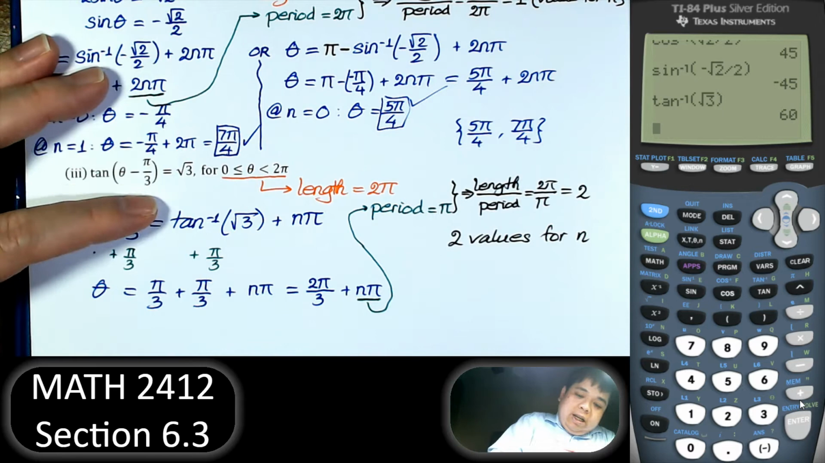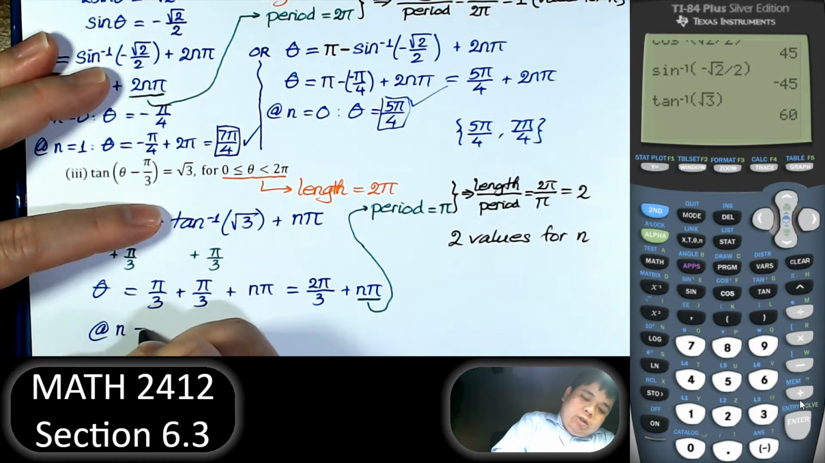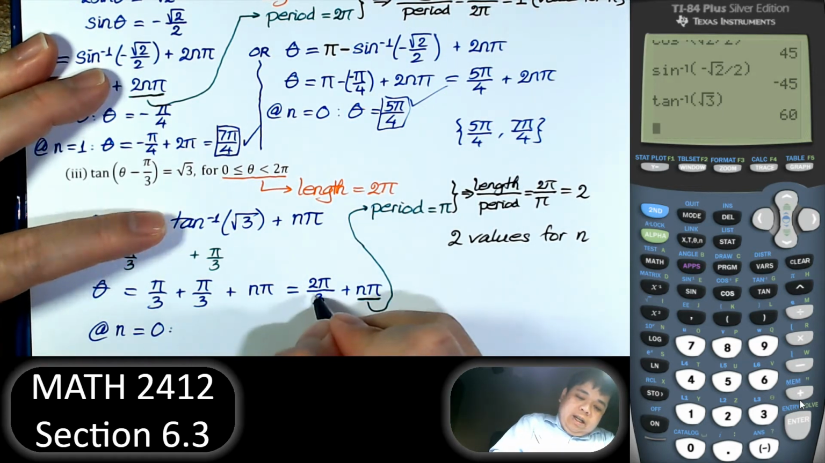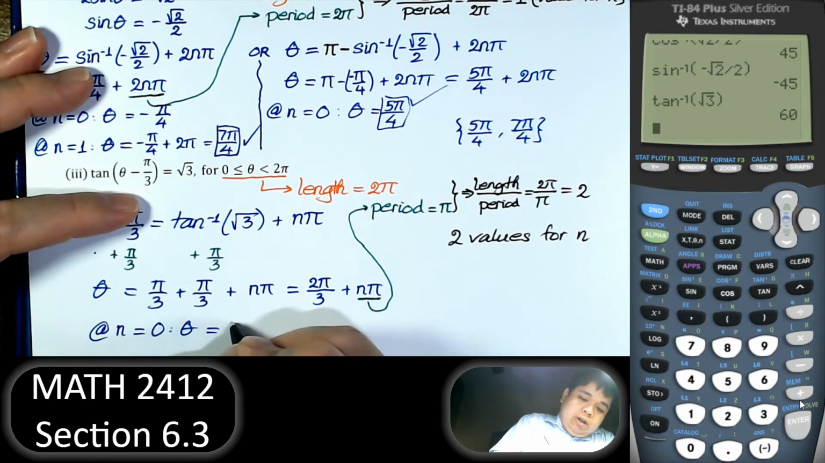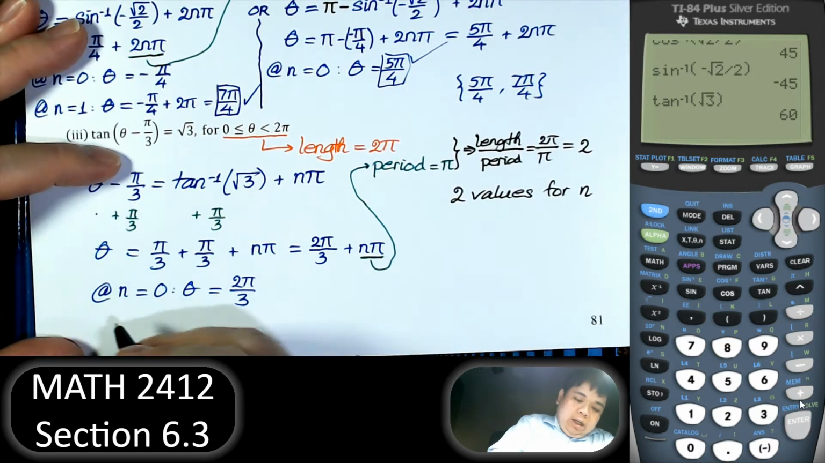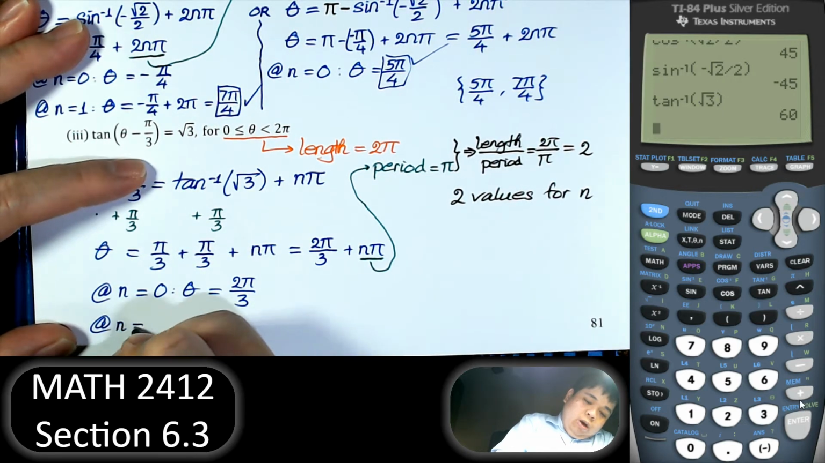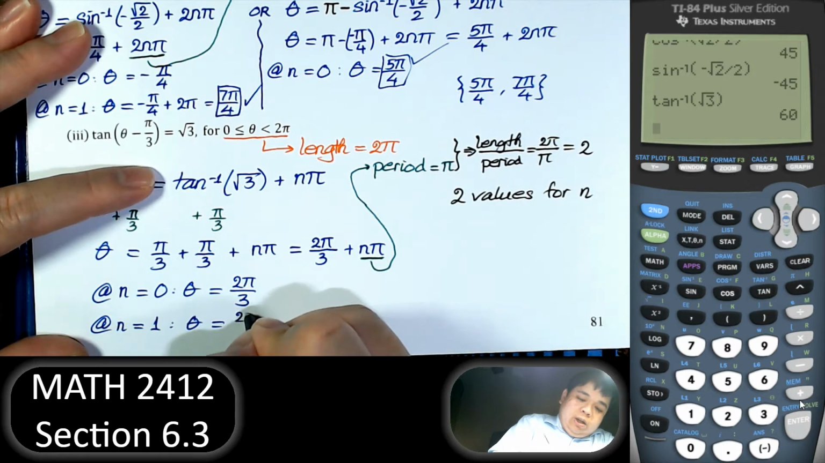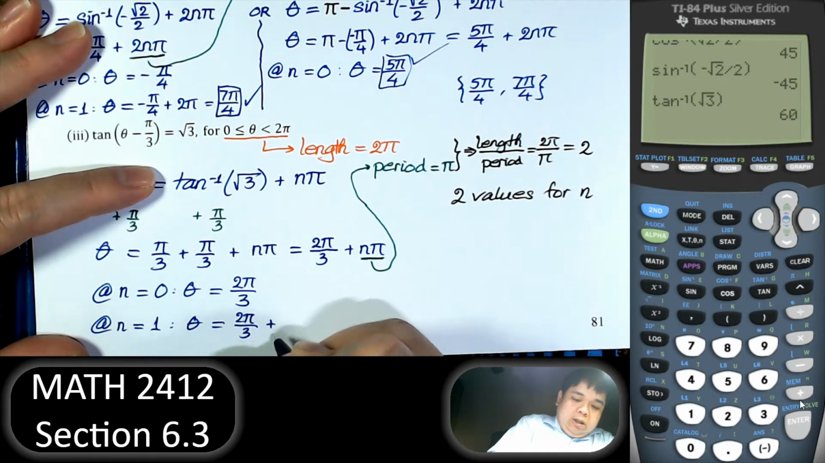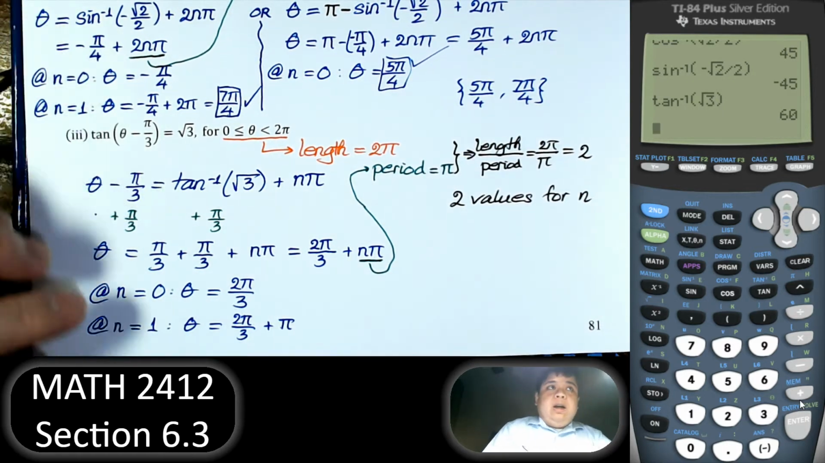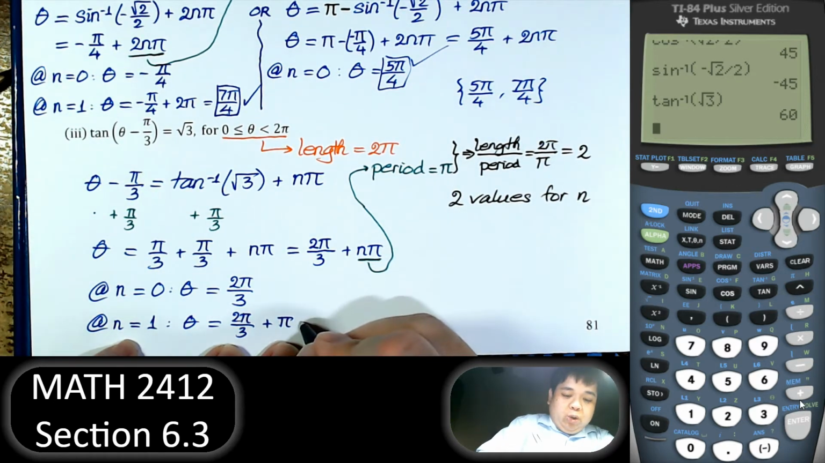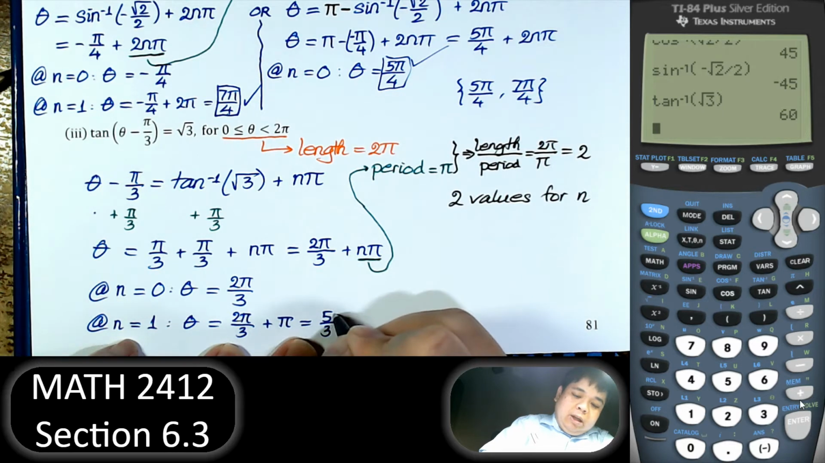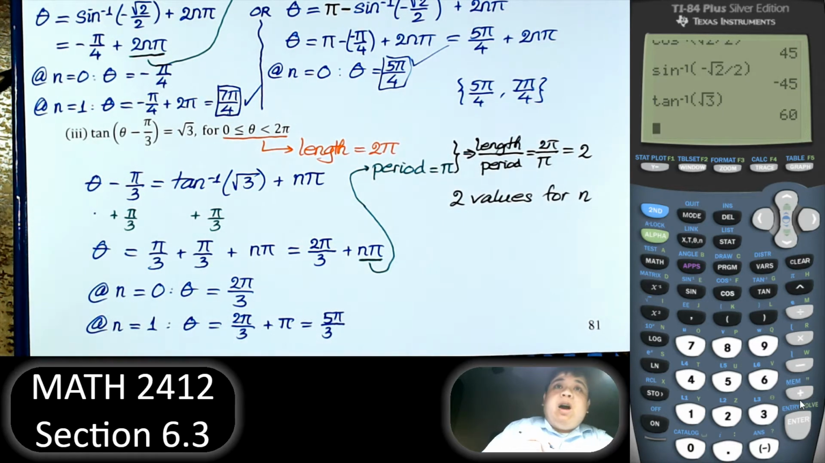Now, let's choose n equal to 0. Then theta equals 2 pi over 3. Now let's choose n equal to 1. Put 1 here. 2 pi over 3 plus pi. 2 over 3 plus 1 is 5 over 3. Let's attach a pi to it. So 5 pi over 3.